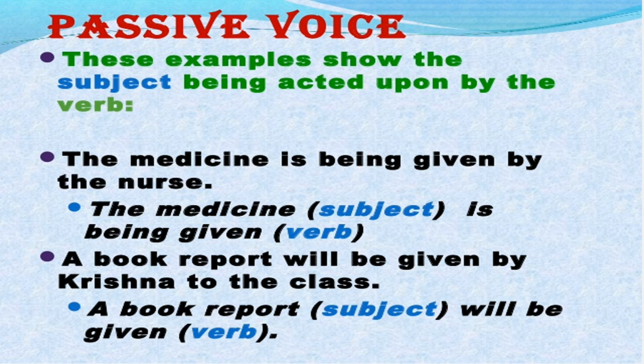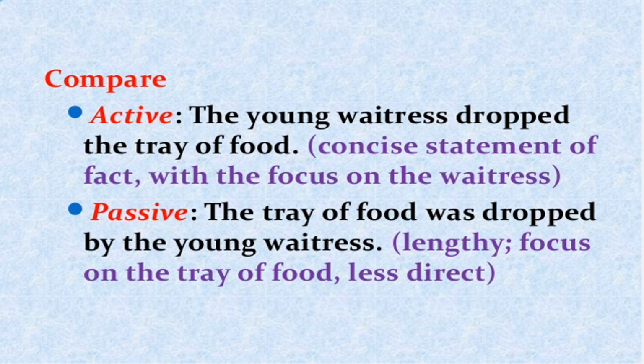The book report will be given by Krishna to the class. So here the book report is the subject, and the verb is giving. Now here is a short comparison of active and passive. The young waitress dropped the tray of food. So we are going to make a concise statement of fact with the focus on the waitress.